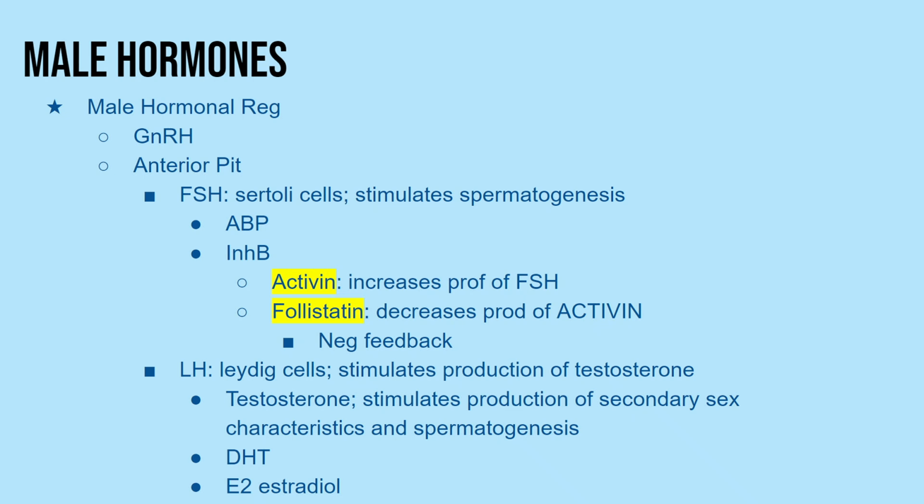So when activin is released, we increase FSH. When follistatin is released, we decrease activin, which decreases FSH. And then LH is released, acting on Leydig cells, which stimulate production of testosterone. And testosterone then stimulates production of secondary sex characteristics.